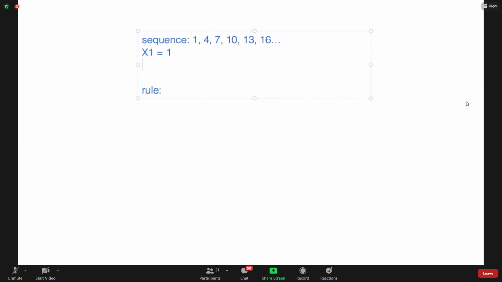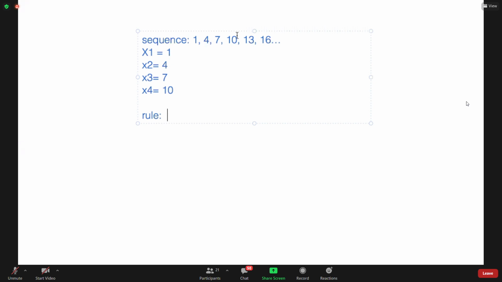X1 is equal to 1, X2 is equal to 4, X3 is equal to 7, X4 is equal to 10. And I think that's more than enough for you to get the idea of what I mean. So you see that each of these numbers is attributed to an X, and this X varies from 1 until n, which is the last term in our sequence. We have to find a formula that includes this number, this indice of my X, so that it makes sense when we're calculating the next number in the sequence.